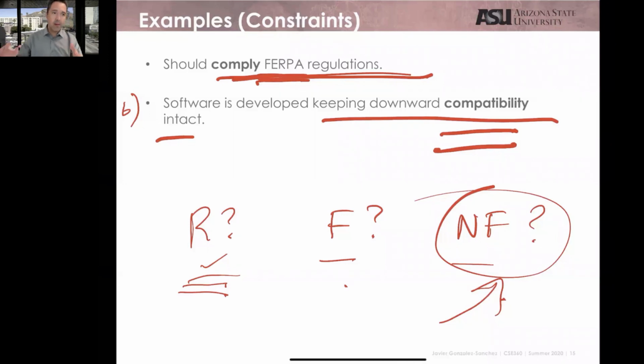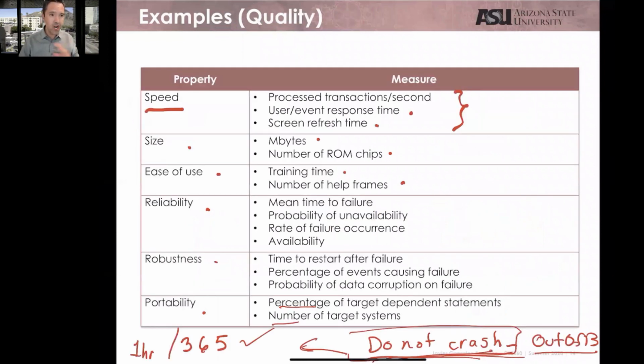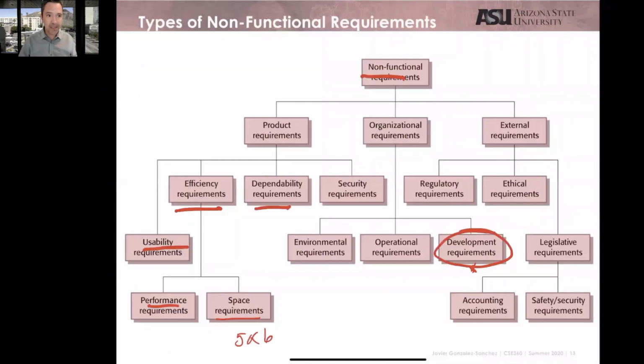Exactly. Quality, constraints, properties. That is another word that you are going to read in the textbook. Any property, properties, qualities, constraints. All these diagrams that I show you, those are non-functional requirements because they are things that the system does not do, but they are properties that the software is going to have. Yes.